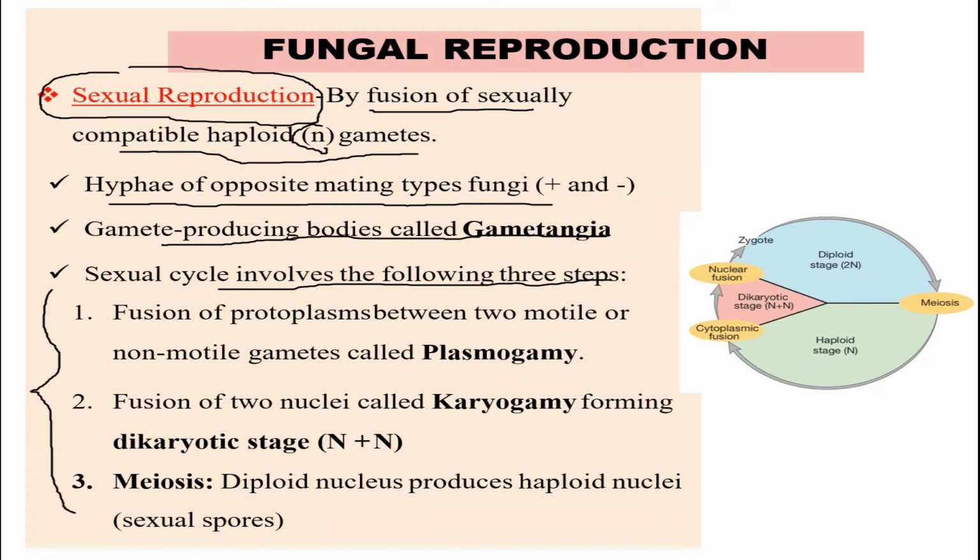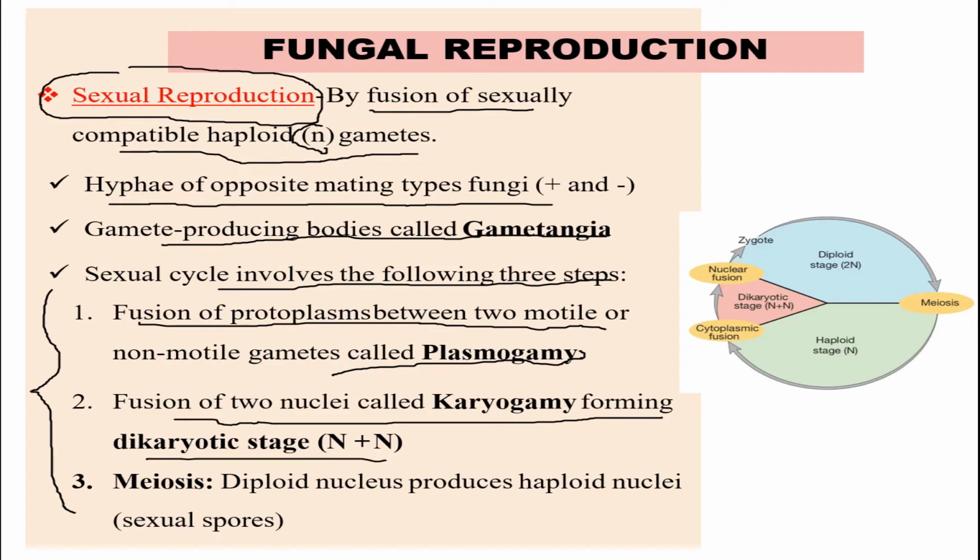Number one is the fusion of protoplasm between two motile or non-motile gametes, known as plasmogamy. Then there is the fusion of two nuclei, which is known as karyogamy, forming dikaryotic cells, so N plus N.